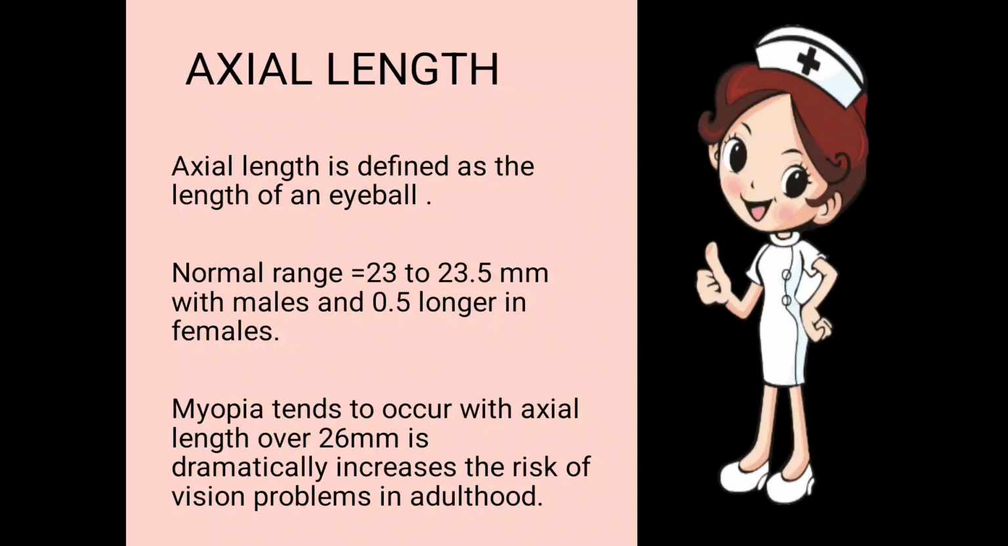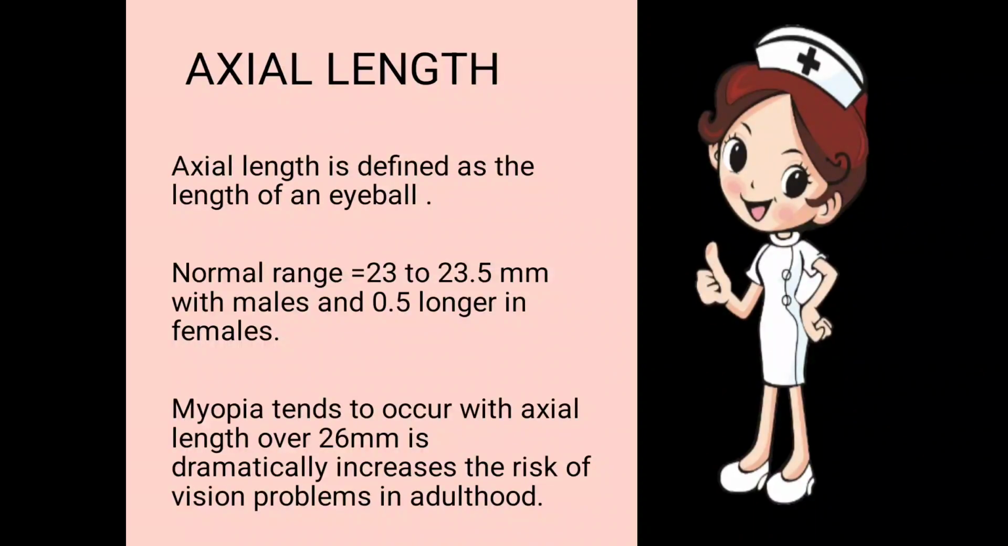Myopia tends to occur with an axial length over 26 mm and dramatically increases the risk of vision problems in adulthood. In the case of myopia, those patients who have a high minus number, their axial length is more than 26.